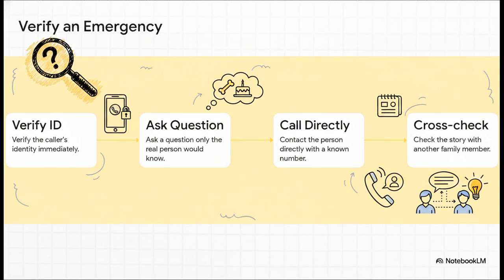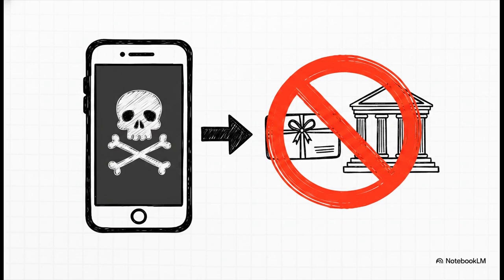Scammers operate in the shadows. The moment you shine a light on their lies, their power completely evaporates. And if you remember absolutely nothing else today, memorize this golden rule. Real tech support, whether it's Apple, Google, the government, or your bank, will never, under any circumstances, ask you to pay for a fix using gift cards or direct wire transfers, period. If you hear the words gift card on the phone, you are talking to a criminal.